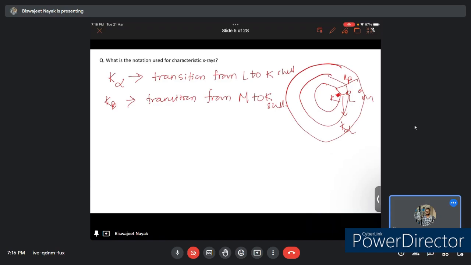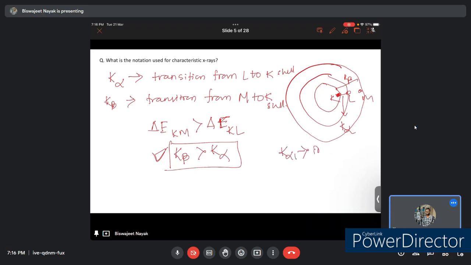So here, as you can see, the energy difference between K and M is greater than the energy difference between K and L. So from that we can say K beta has higher energy than K alpha, and for intense line notations, this K alpha 1, they are the most intense K line. Similarly for different L and M can be written.